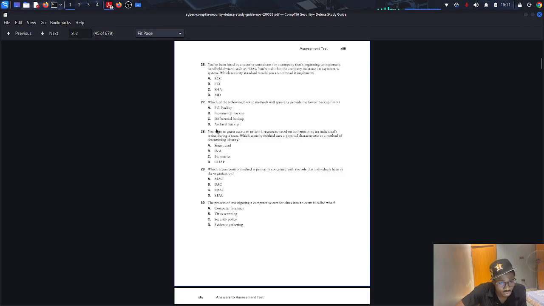Which access control method is primarily concerned with the role that individuals have in the organization? More Mark, Dark, R, Back, Stack. The hell? I don't know this one too.